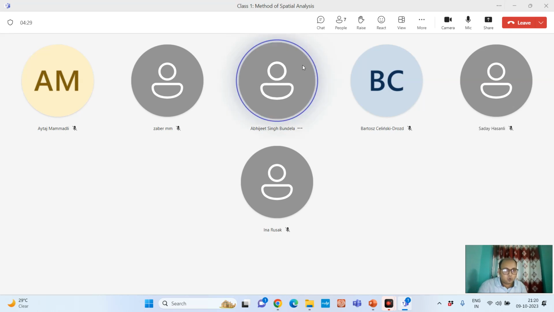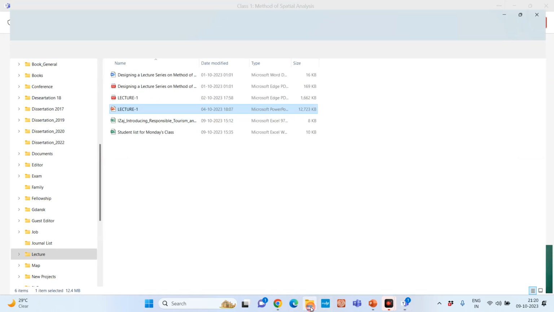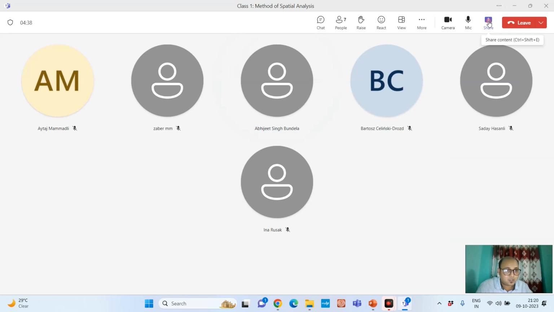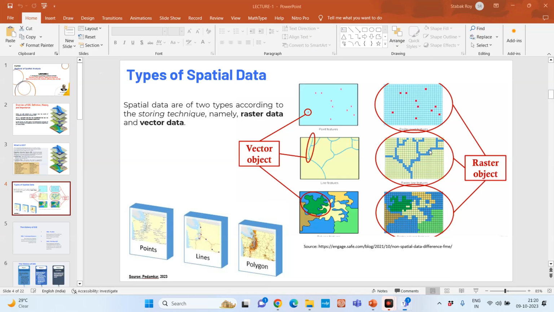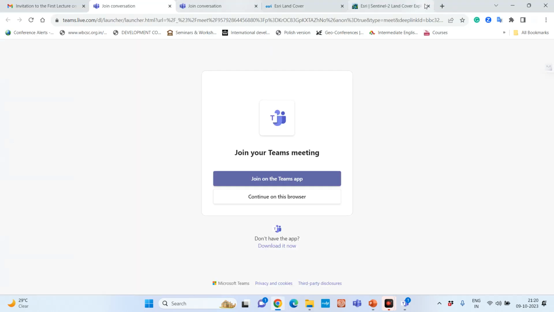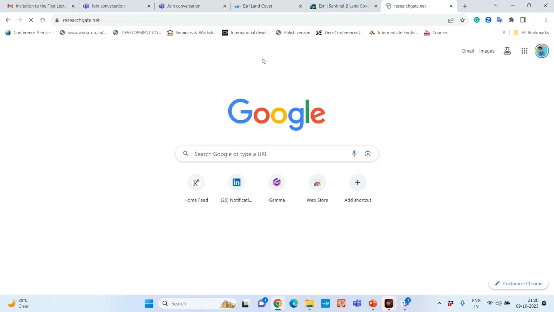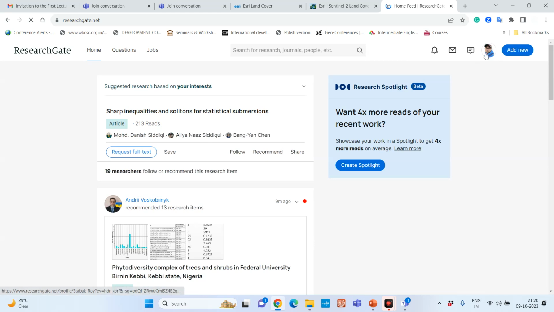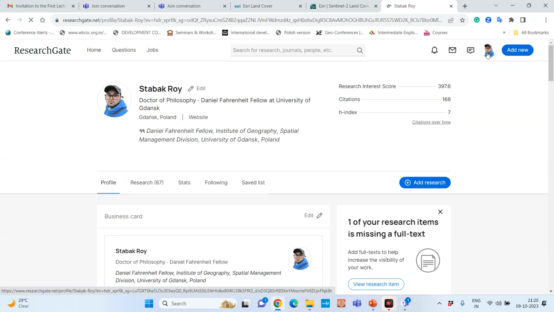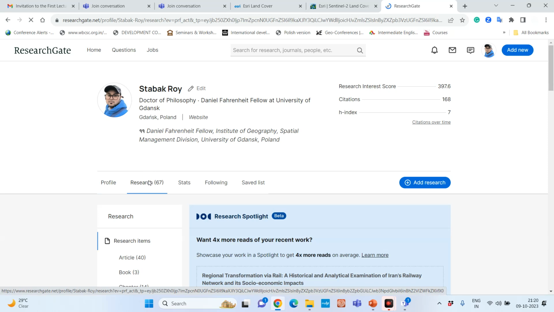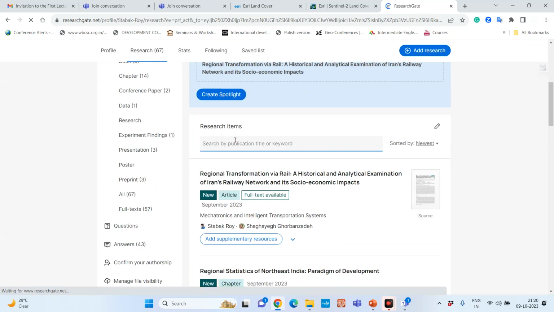I will show you even from my early days in my research, even my first publication, so that you can easily understand. My first publication is based on tourism, and that is the time I used that kind of GIS. It is on my ResearchGate profile. It is also in your syllabus, so I will try to cover all those things.